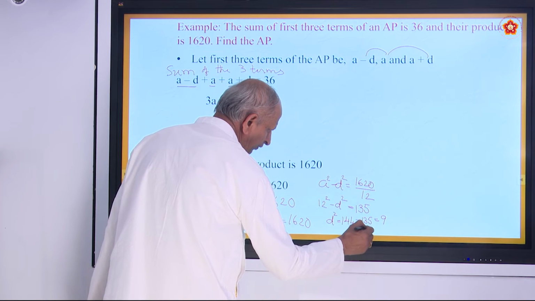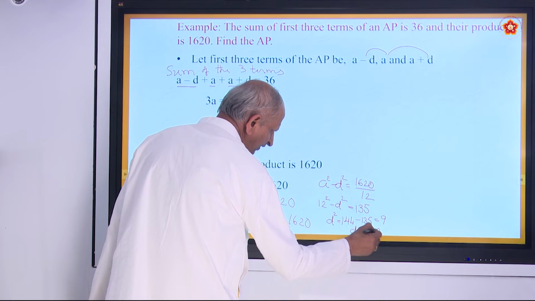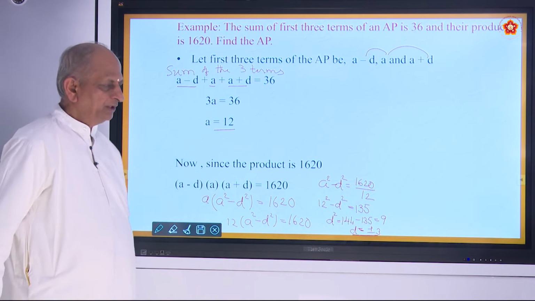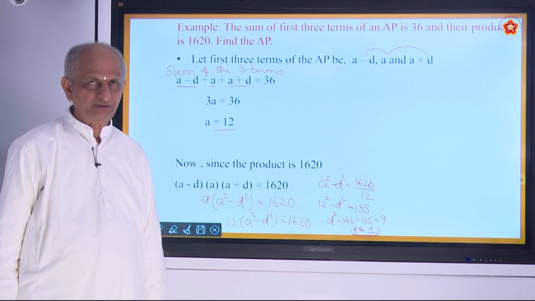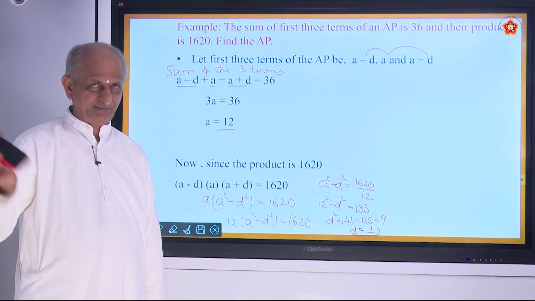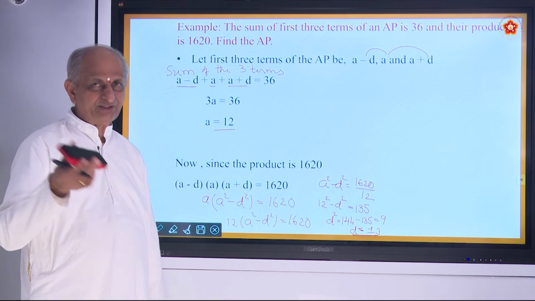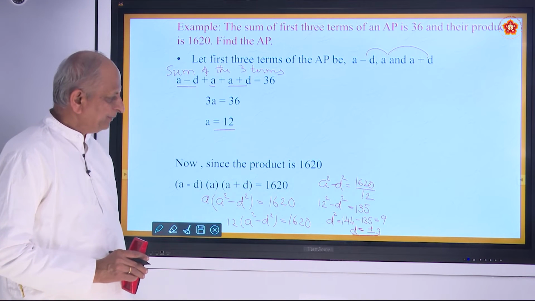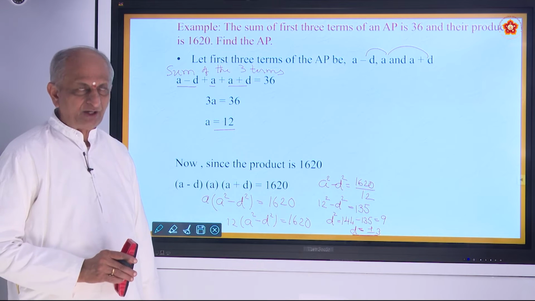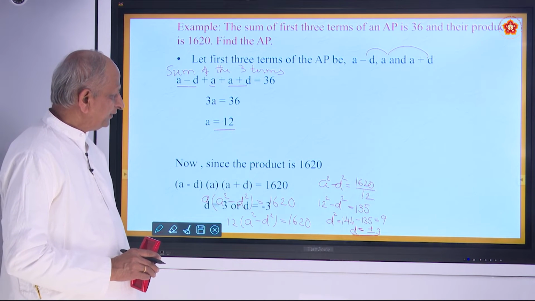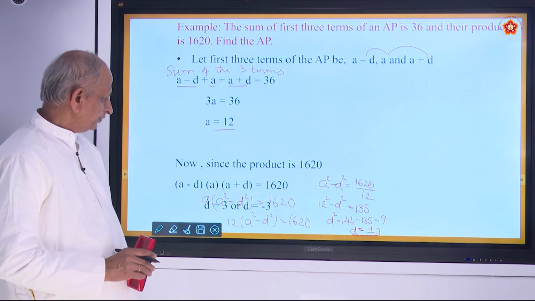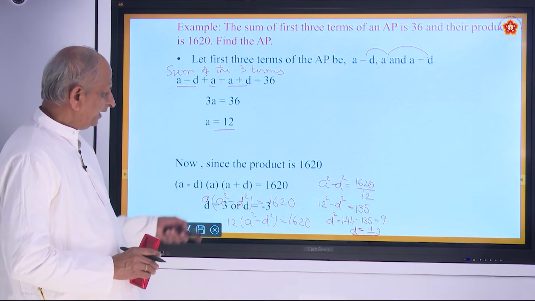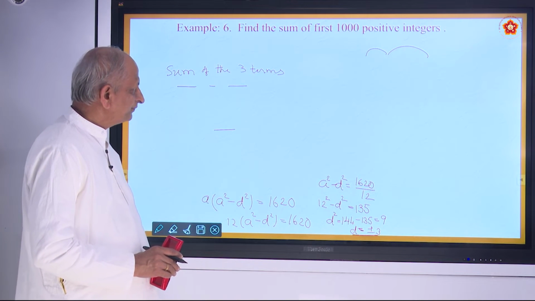Therefore, D will be equal to plus or minus 3. Please note, it's plus or minus because plus 3 into plus 3 is also 9, minus 3 into minus 3 is also 9. Therefore, when you say D squared is equal to 9, the root of 9 will be plus or minus 3. That you have to use. So what you are getting, D as plus or minus 3, that you have to apply there.